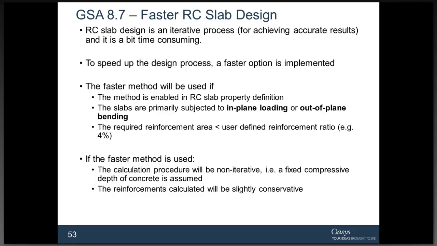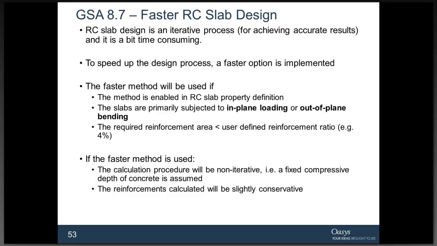I think if you have a large model and you want to get reinforcement area, you may need to wait for a while. But for small size and medium size models, I think it was okay. It's pretty fast. Only for large models, it may be a little bit slow. Nevertheless, we have speeded this up in this version. We give you an option: you can use a faster method to do the RC slab design if you have a large size model. The faster method will be used if the following three conditions are met.